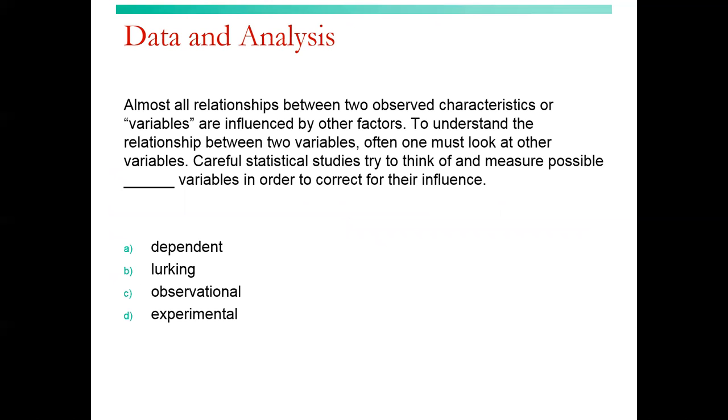Almost all relationships between two observed characteristics or variables are influenced by other factors. To understand the relationship between two variables, often one must look at other variables. Careful statistical studies try to think of and measure possible blank variables in order to correct for their influence. This will be lurking variables. Lurking because we're not always aware that they're there.